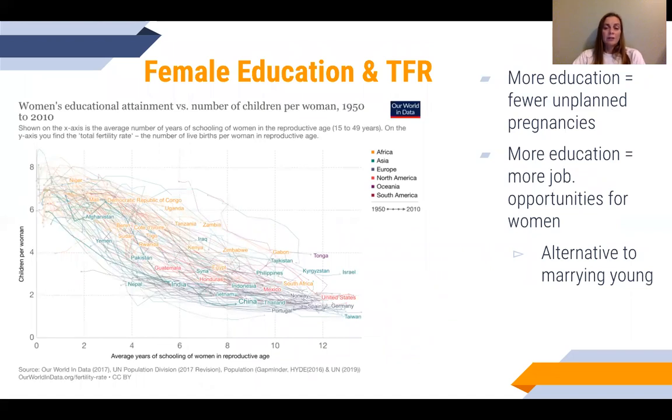Better education means fewer unplanned pregnancies. So as education increases, total fertility rate decreases. There's also more job opportunities. So women have alternatives to simply getting married young. There are options to have careers, to become educated, to not simply be a wife and mother.